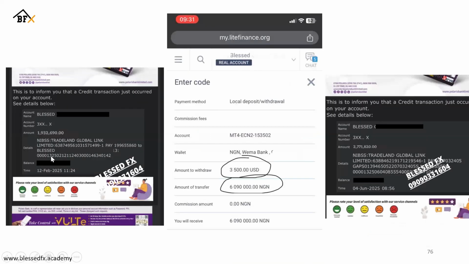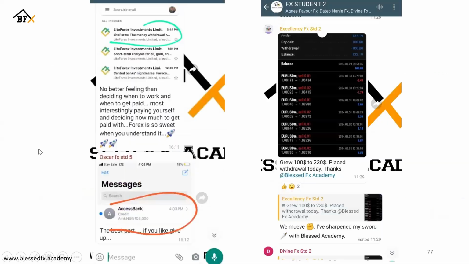These are some withdrawals right to my bank account. You can see them right there, being withdrawn straight to my bank account from Light Finance Broker, which I usually recommend. However, you can use any broker you feel like to use. Right? These are from my students. Withdrawn. This is also withdrawn.